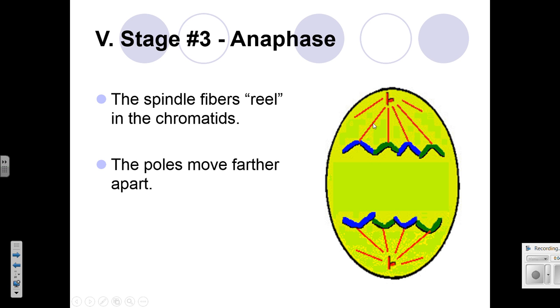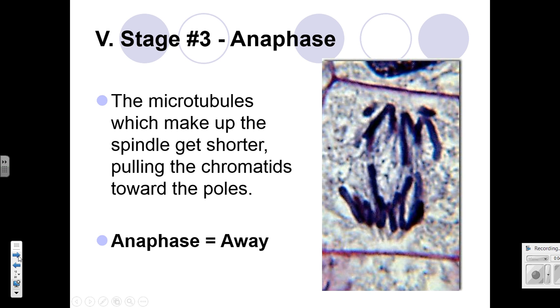Anaphase, those spindles are going to reel in just like a fishing line. It's going to get shorter, and it's going to pull the chromatids away from each other. So anaphase is for away, and the poles are moving farther apart. Notice this is not a circle anymore, it's more like an egg shape. So the cell is becoming elongated. Okay, so the spindle is getting shorter and shorter, pulling those chromosomes away from each other. So now all of these chromosomes are the same ones that were on the other side. They're exact copies.